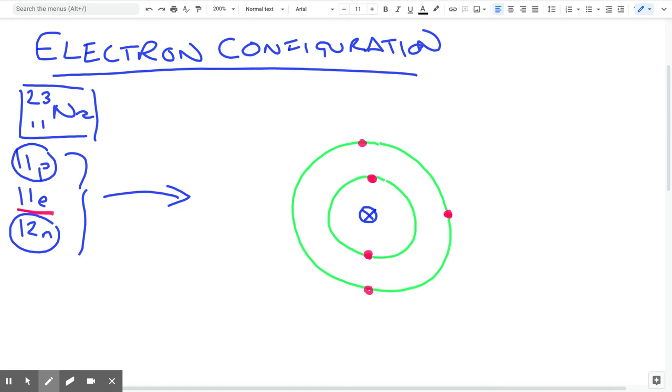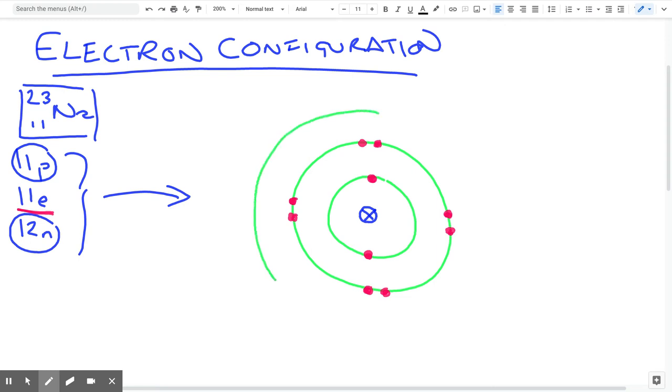Now, this second shell is slightly larger and has the ability to take 8 electrons. I tend to draw them in pairs because it makes some of the subsequent diagrams we're going to look at easier to draw if you've got 90-degree angles within there, but also it makes it easier to count the 8 electrons, I personally believe. So we've now used 10 electrons, which means we've got 1 electron left.